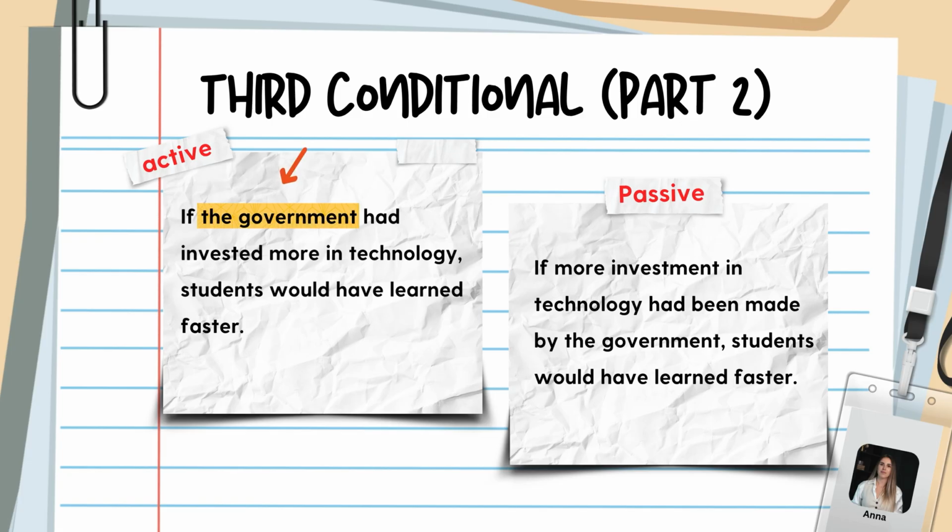I omitted the subject of the active sentence, the government, in the if clause. Then I put the object, more investment in technology, right after if. And finally, I added been right after had. Awesome. Now look at the next sentence.